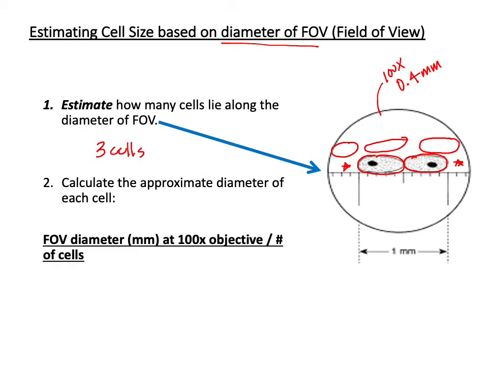Remember, we take our field of view diameter and divide it by the number of cells we think fit across that diameter. My diameter, I've told you, is 0.4 millimeters, and I think that I could fit 3 cells here. So when I divide 0.4 by 3, I get 0.13 millimeters. If I convert that, multiplying by 1,000, it would be 130 micrometers.